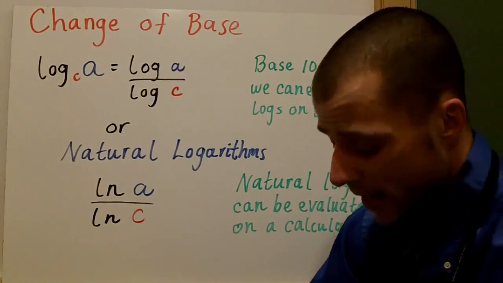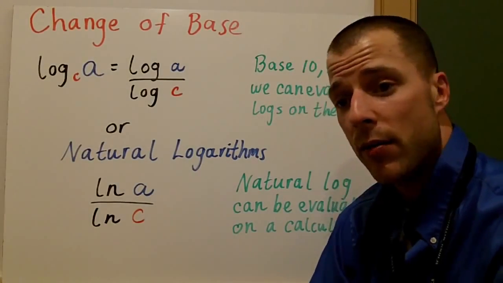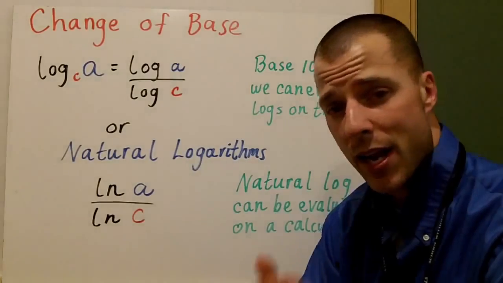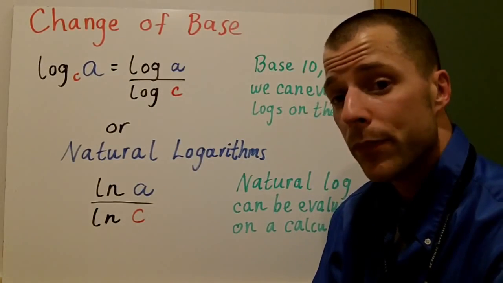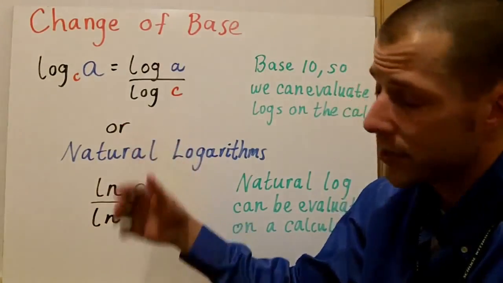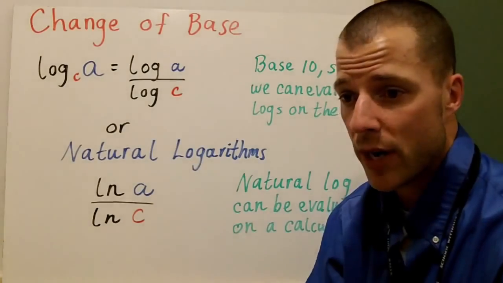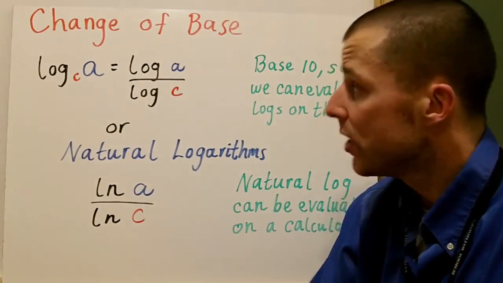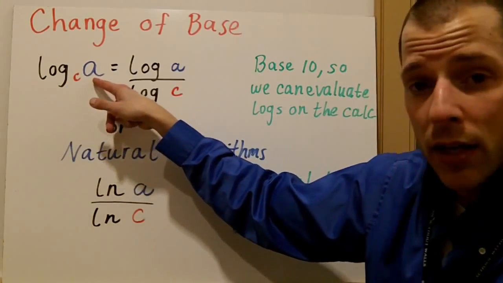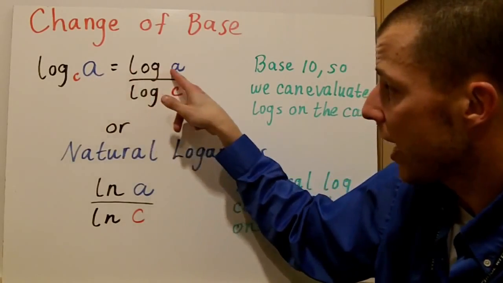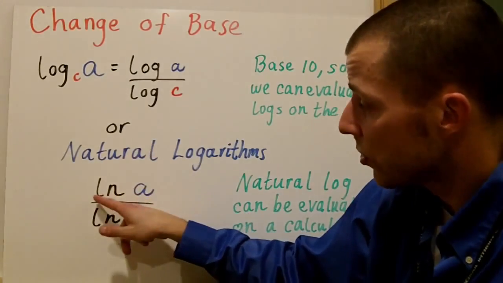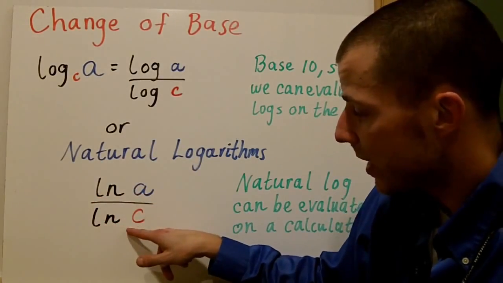Now, change of base. This is one of our major properties with logarithms. We've talked about a graphing calculator not being able to evaluate logarithms other than base 10 on the calculator. And this formula actually allows us to evaluate any logarithm, doesn't matter what base it is, and it's called change of base. So what it tells you is if you have log base c of a, the way to write that and evaluate it is simply log a divided by log c. This also works for natural logarithms, so you can also take the natural log of a divided by the natural log of c.